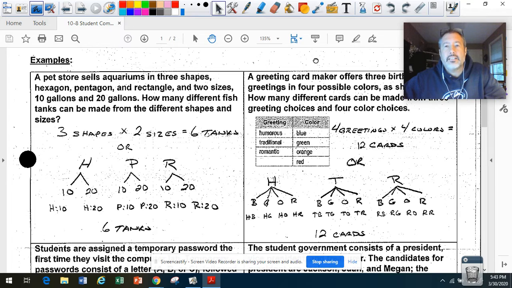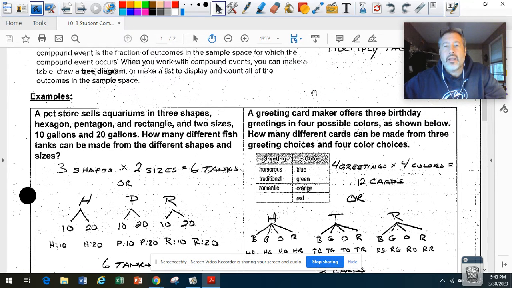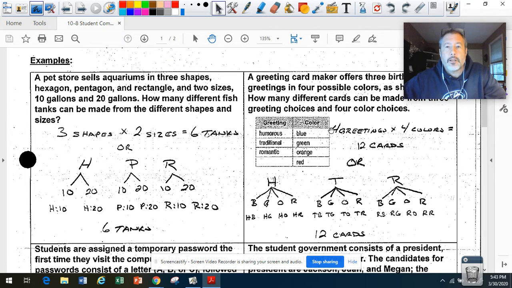Over in this one, it says a greeting card maker offers 3 birthday greetings in 4 possible colors, as shown below. How many different cards can be made from 3 greeting choices and 4 colors? Well, Mr. Spencer's already made a mistake here. If you take a look here, we only have 3 greetings: 1, 2, 3. He accidentally put 4. So please correct that mistake and make that a number 3.